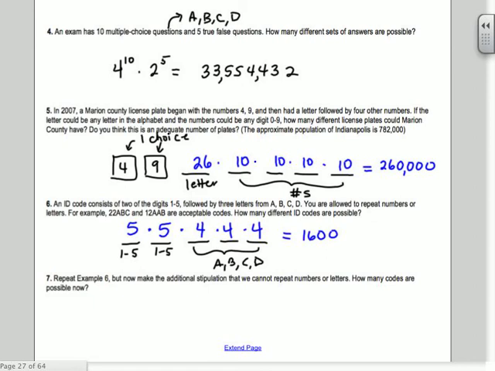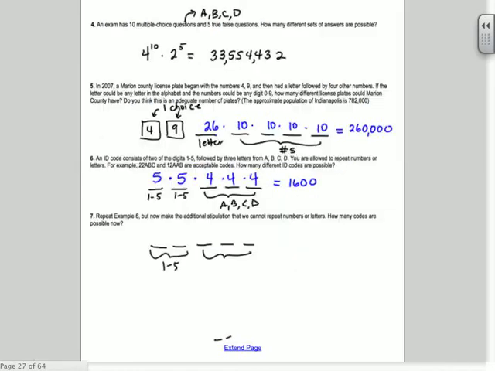All right, so number 7. Repeat example 6, but now make the additional stipulation that you cannot repeat numbers and you cannot repeat letters. So how many codes are possible now? Okay, so that means we have the 2 numbers to start out with, and then we have 3 letters, A through D. And we can't repeat. Okay, so for the first number, I have 5 choices. I have 1, 2, 3, 4, and 5.